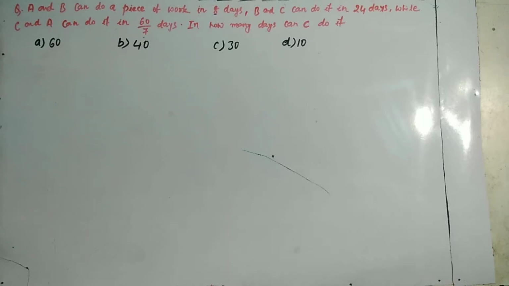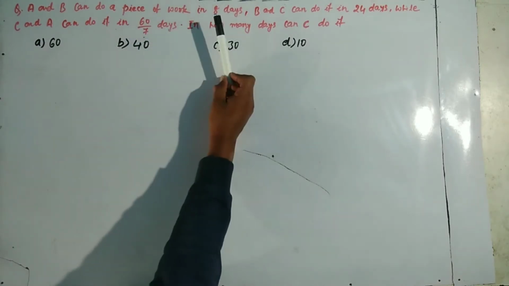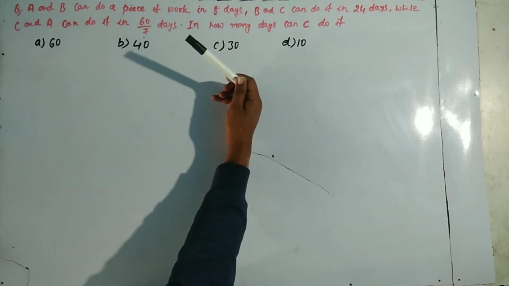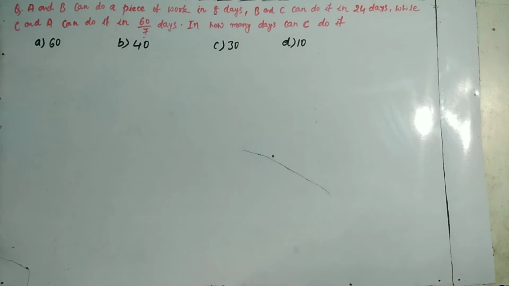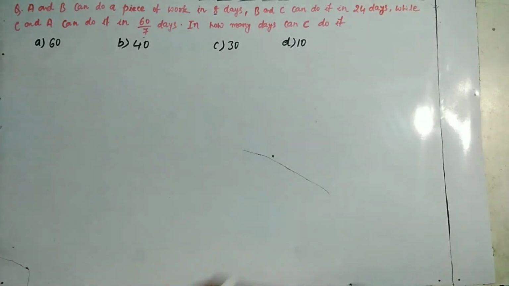Today's question is: A plus B can do a piece of work in 8 days, B and C can do it in 24 days, while C and A can do it in 60 by 7 days. In how many days can C do it? Options given: A 60, B 40, C 30 and D 10.